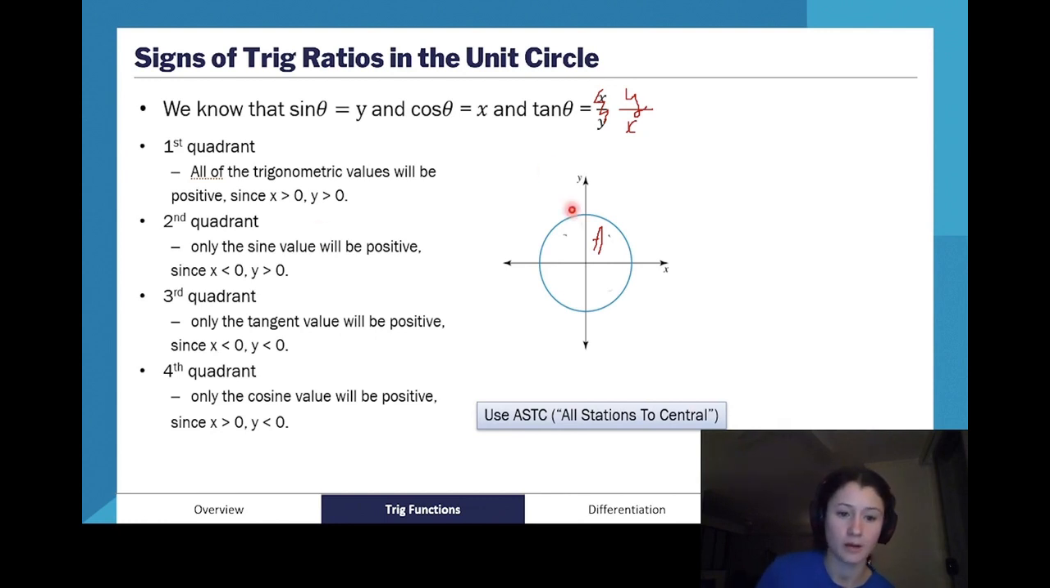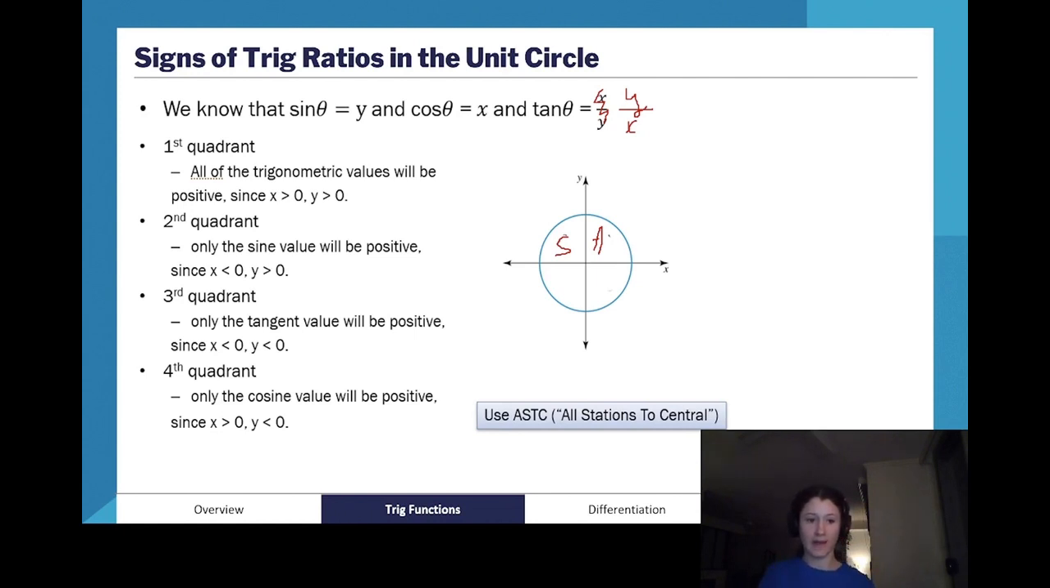Moving around to this quadrant here, right? Here, x is negative, right? But y is still positive. So this means that the only positive value is sine.